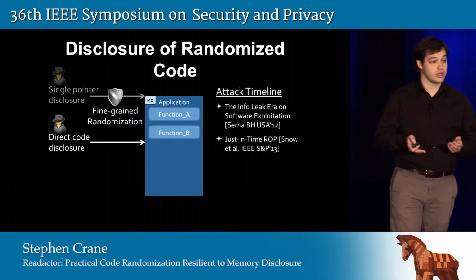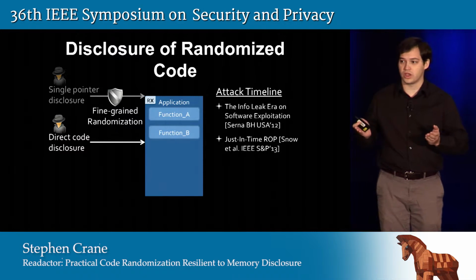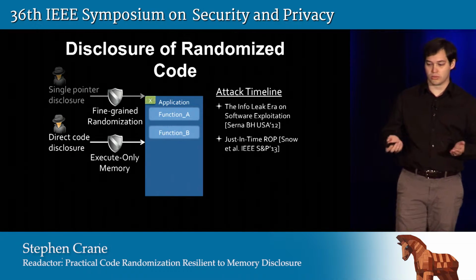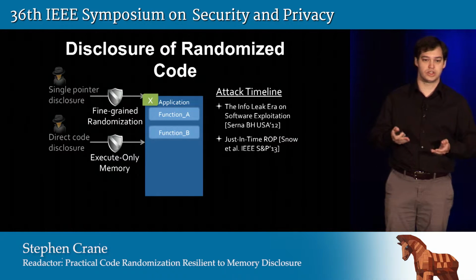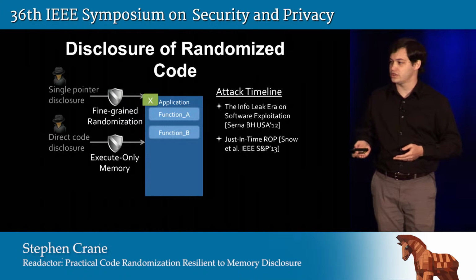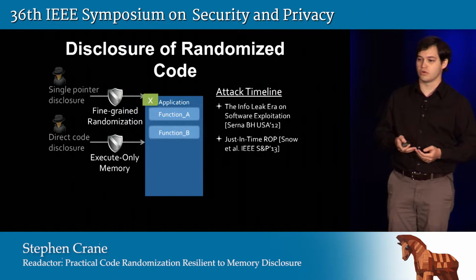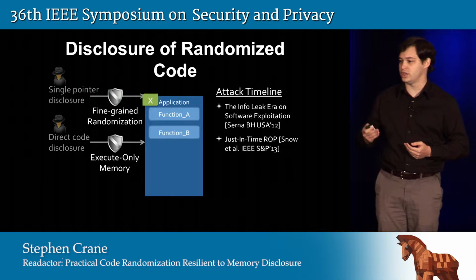Turns out that there's a very nice conceptual way to prevent this: prevent reads to code pages. Normally, the program doesn't need to read its own code. And so if we can enforce execute-only memory, we can prevent a JIT ROP style memory disclosure where the attacker discloses the code pages directly.